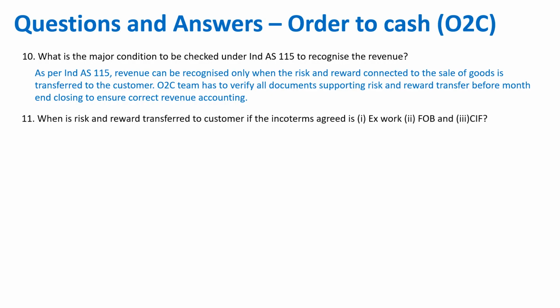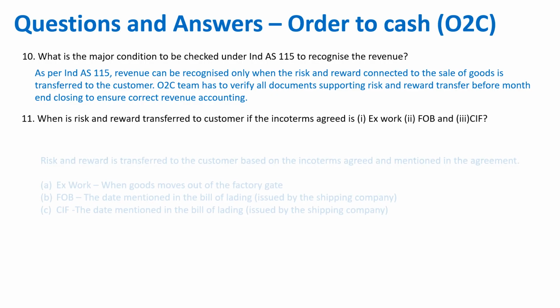When is risks and reward transferred to the customer if the Incoterms agreed is EXW, FOB or CIF? So EXW, FOB and CIF are Incoterms. The meaning of Incoterms is that when the supplier and the customer agree to sell the goods, they determine at what point of time the risks and rewards should transfer so that the revenue can be recognized in the books of the seller. At the same time, the buyer also can show those items as goods in transit or inventory.